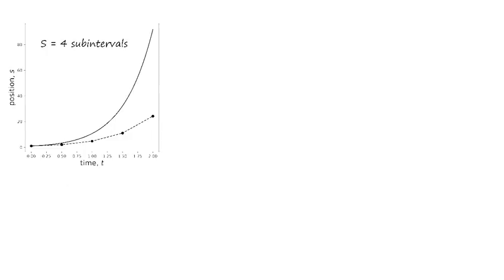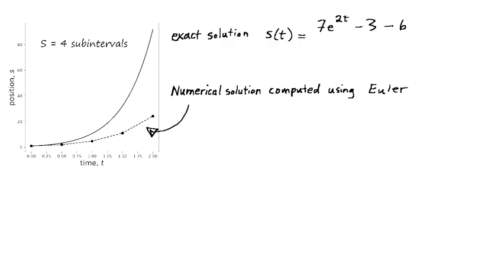We've got position S on the vertical axis and time t on the horizontal axis. The numerical solution we just computed is presented as dots connected by a dashed line. For comparison, I've also plotted the exact solution as a solid line. Perhaps the most striking feature of the plot is that the numerical solution we computed using Euler does not match the exact one. What's more, the mismatch gets worse as we move from left to right on the t-axis.